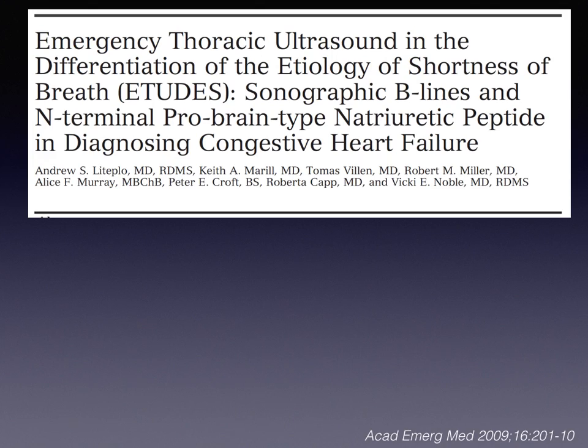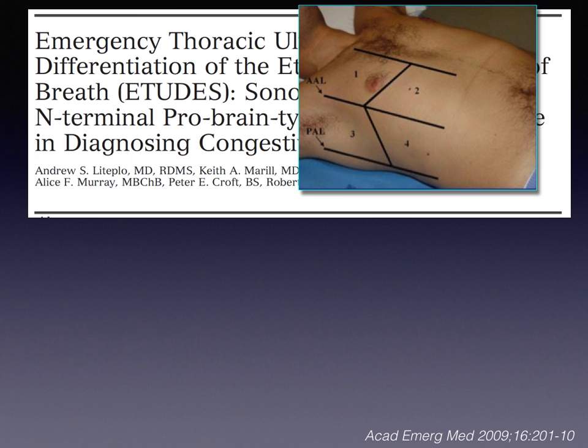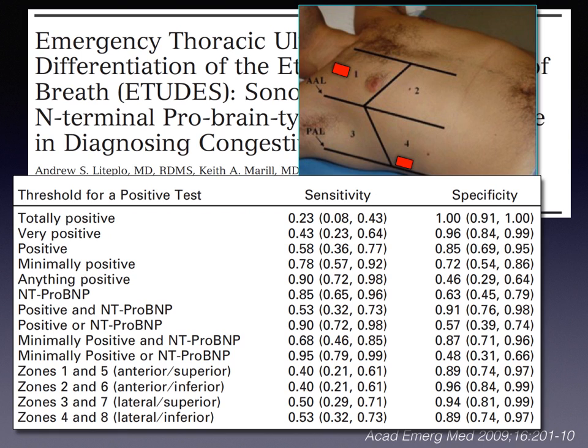So what about where we place our probes in CLUE? Well, this study by Vicky Noble's group divided the lung into its standard 8 quadrants, 4 on each side. The CLUE exam had been devised to use what they have called Zone 1 and Zone 4 on both sides of the lung.